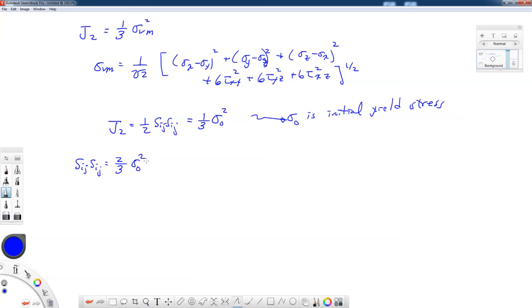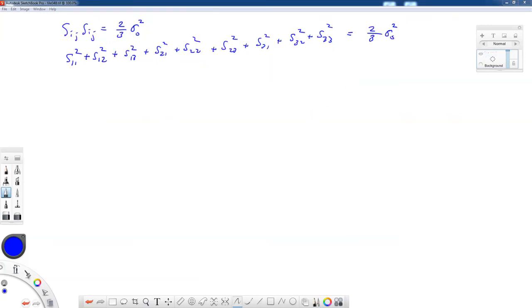Okay, now at this point, I want to show you something that I think is kind of interesting and forms the basis of yield surface plasticity. And that is when we expand out the left-hand side of that expression, we have an interesting form in terms of deviatoric stresses. And expanding that form out, we have our 9 terms over here, S11 squared plus S12 squared and so forth. It's equal to 2/3 sigma naught squared.